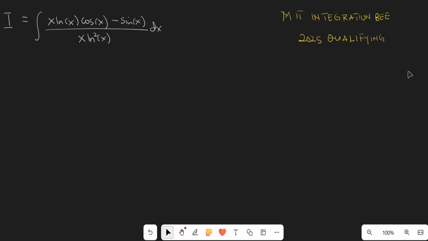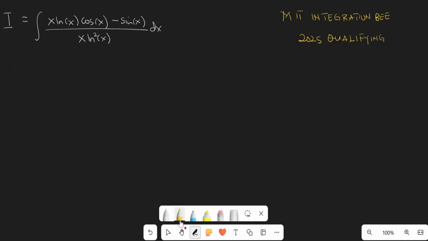In this video, we look at this MIT Integration Bee question. This appeared in the 2025 qualifying round. We can solve this integral by splitting it into two different integrals. We are going to use integration by parts, and I will do that in a moment. So let's start off by splitting this integral into two different integrals.